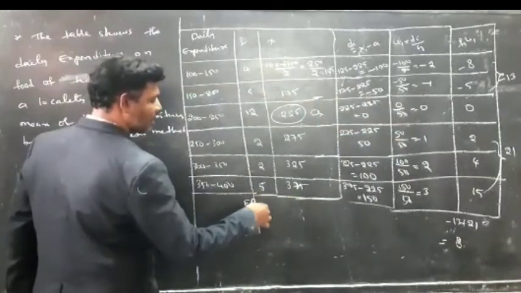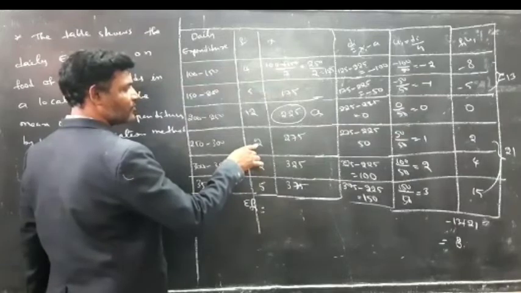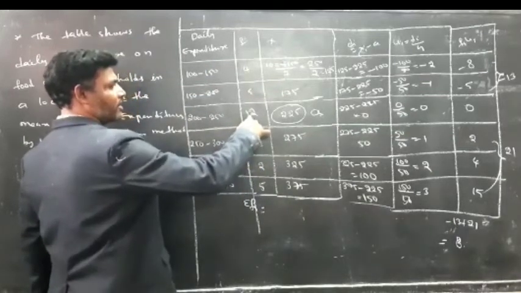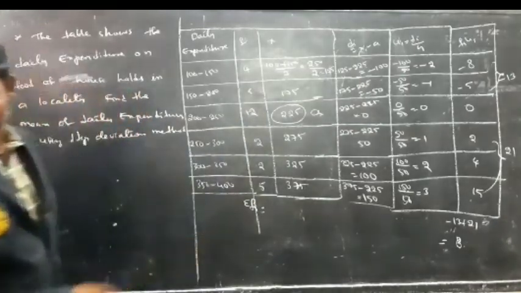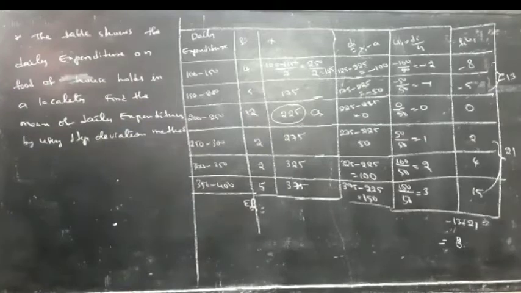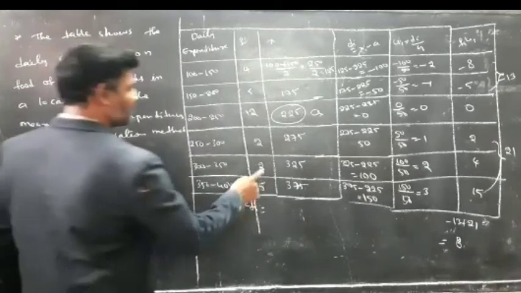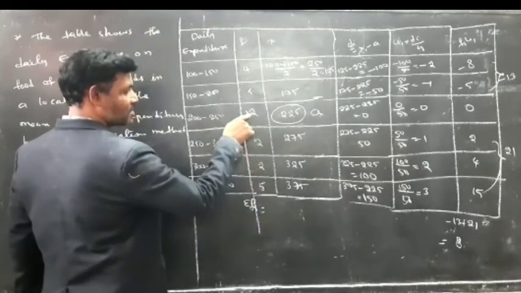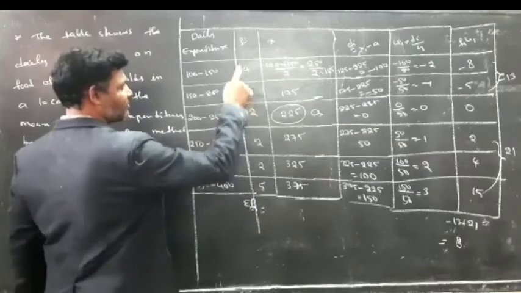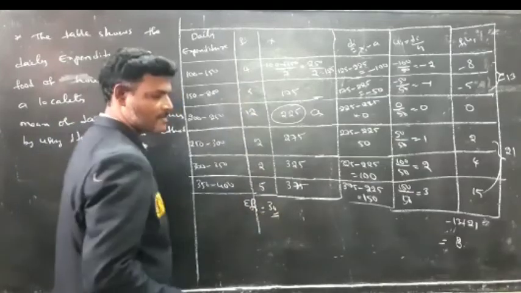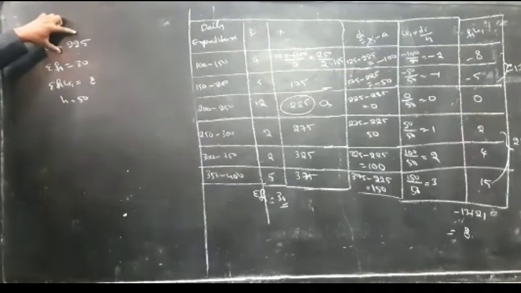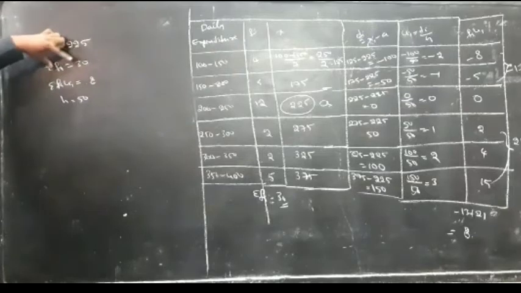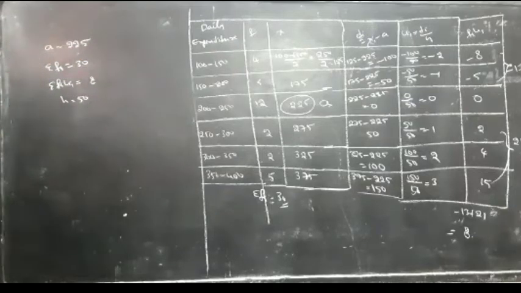Similarly, sigma fi: 5 plus 2 is 7, 7 plus 2 is 9, 9 plus 12 is 21, 21 plus 5 is 26, 26 plus 4 is 30. So from the table, assumed mean a is equal to 225, sigma fi is equal to 30 and sigma fi ui is equal to 8, h is equal to 50.